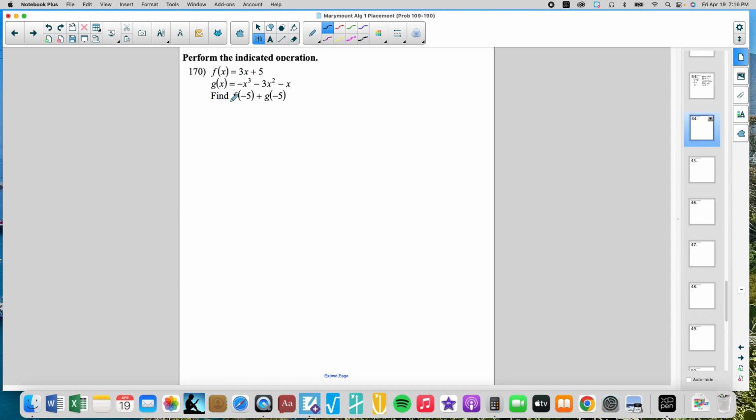So again, find f of negative 5. For f of negative 5, we're going to plug in negative 5 for x in the f equation, which gives me negative 15 plus 5, which is negative 10. So f of negative 5 is negative 10 plus, now we're going to have to find the g of negative 5 in the g equation.